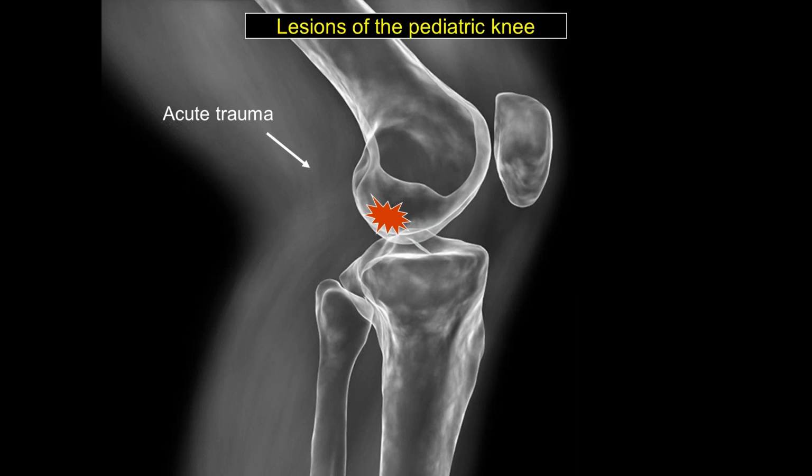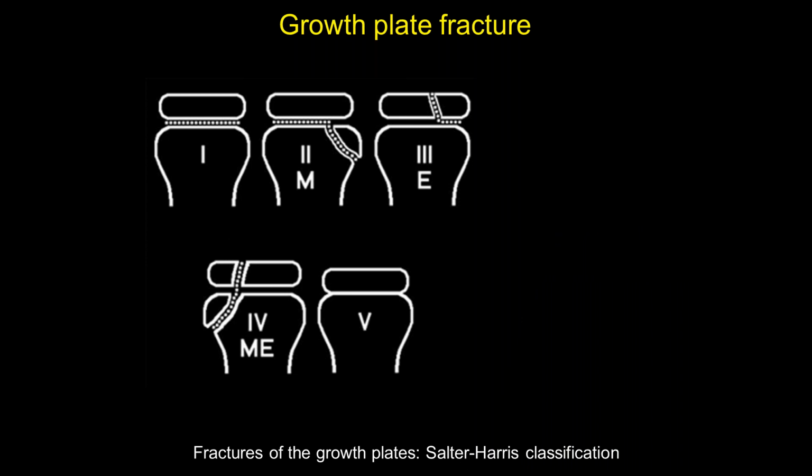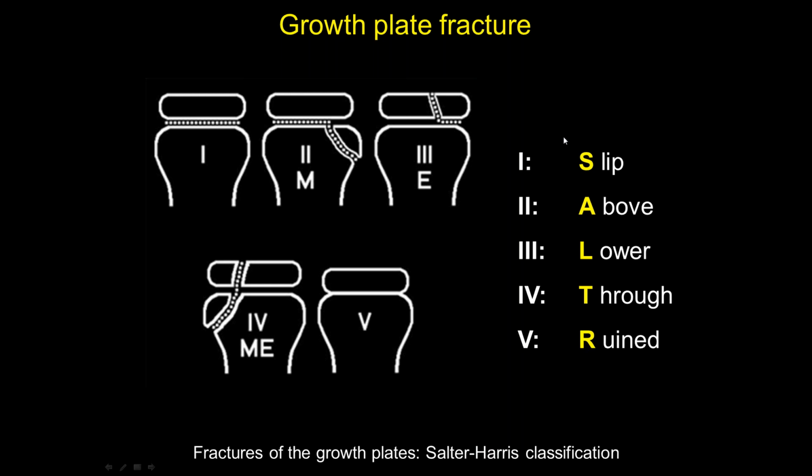So let's start with the first one, which is acute trauma, as we see quite often. Children are different compared to adults. They have growth plates, and these are places that are very vulnerable to injury. So we all know the Salter-Harris classification. There are 5 types of them, and there's quite an easy mnemonic just to remind us of this.